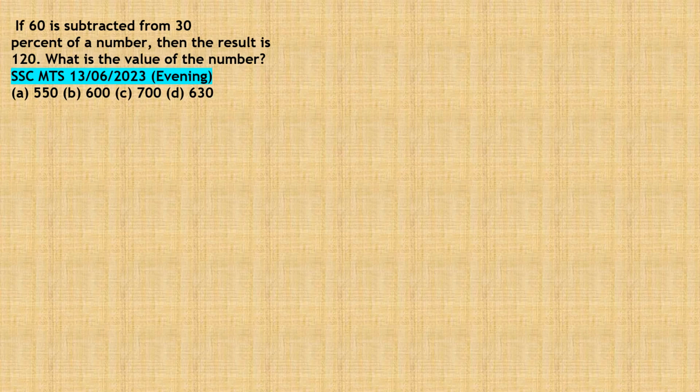If 60 is subtracted from 30% of a number, then the result is 120. 60 is subtracted from 30% of a number: 30% of x minus 60 is equal to 120. 30% of x is equal to 120 plus 60, that is 180.